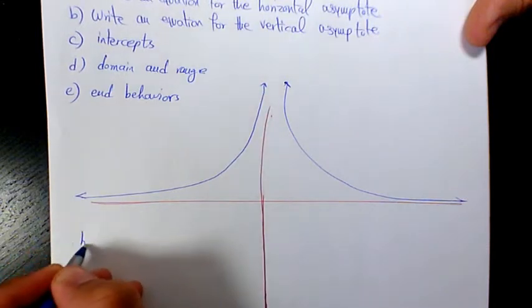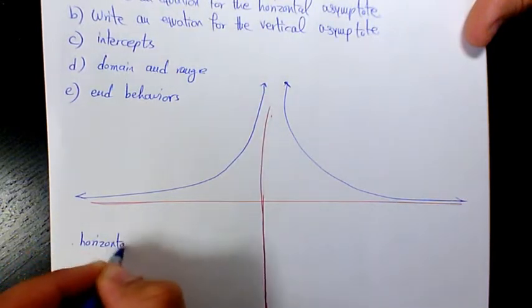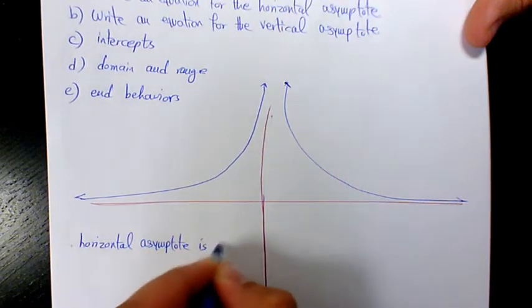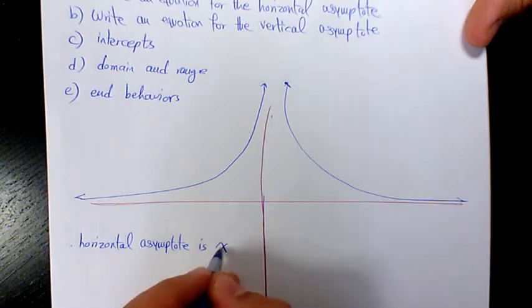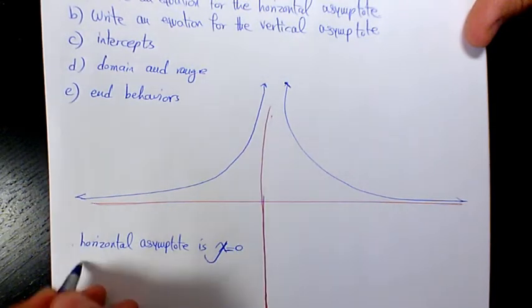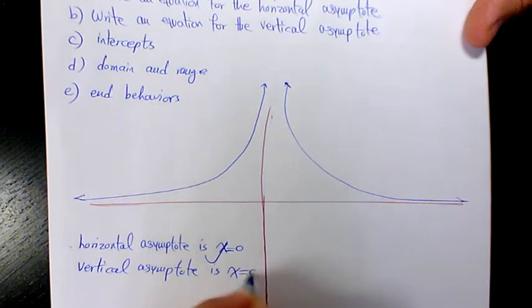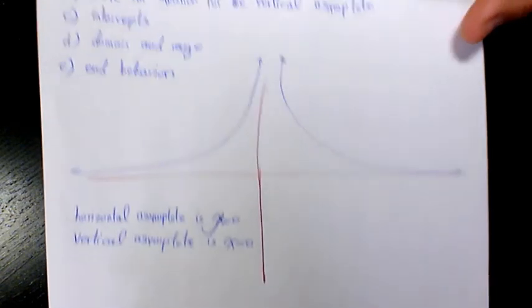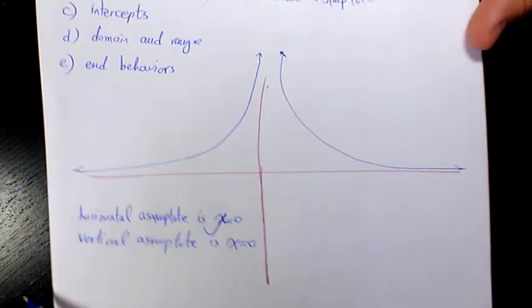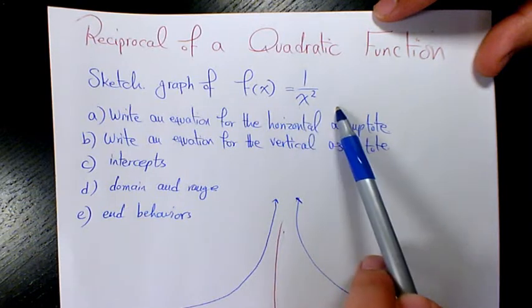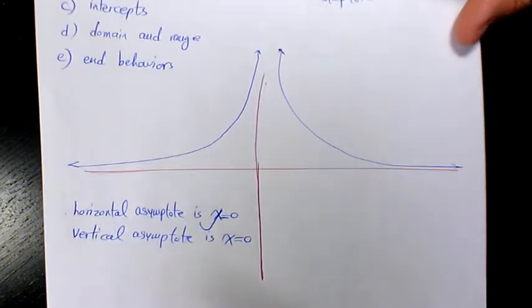So the horizontal asymptote is y equals 0, and the vertical asymptote, as it is clear from this graph, is x equals 0, which is the y-axis. We could also say it from the function, because the denominator x squared equals 0, so x equals 0 is going to be the vertical asymptote.